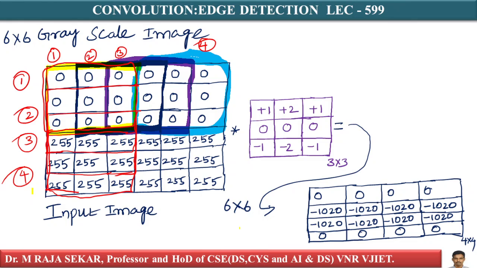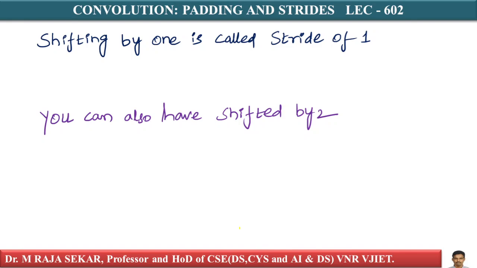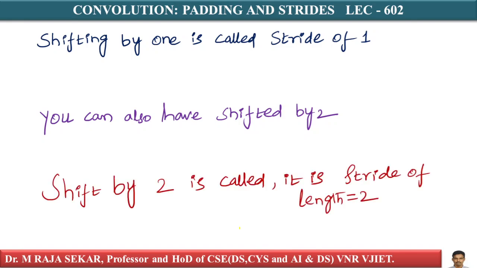So shifting by 1 is called a stride of 1, because you are striding or shifting by 1. But you can also shift by 2. Shift by 2 is called a stride of 2, a stride length of 2. So when I have a stride length of 2, what happens? Instead of shifting by 1, let me draw this here.